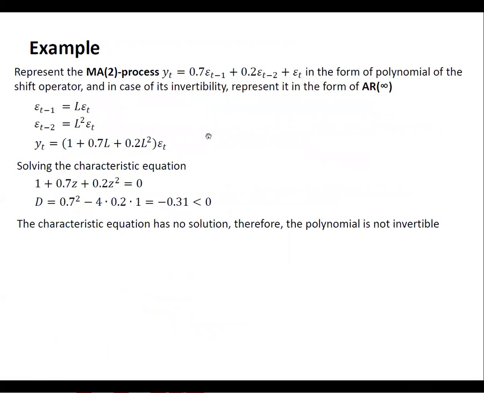Now let's consider the ability to represent this MA(2) process in the form of a polynomial of the shift operator. We described epsilon with lag 1 as the lag operator applied to epsilon, and represent it in polynomial form. Trying to solve the characteristic equation, we get that the discriminant of this quadratic equation is below 0. That means there is no real solution of such a characteristic equation, and therefore the polynomial of the initial MA(2) process is not invertible, and this process can't be represented in the form of an AR(infinity) process.